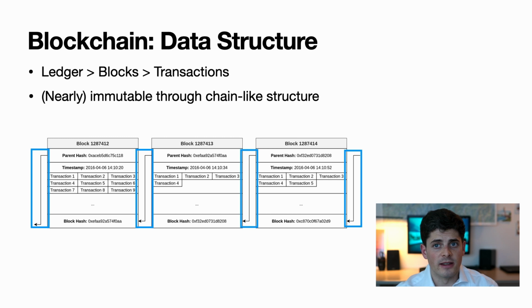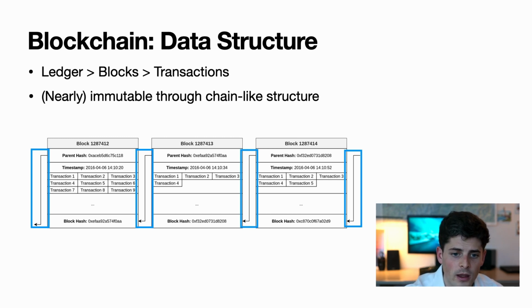This near immutability is achieved through a chain-like structure, here shown in blue, where the hash of a parent block is included into the child block. This forms an immutable transaction history.